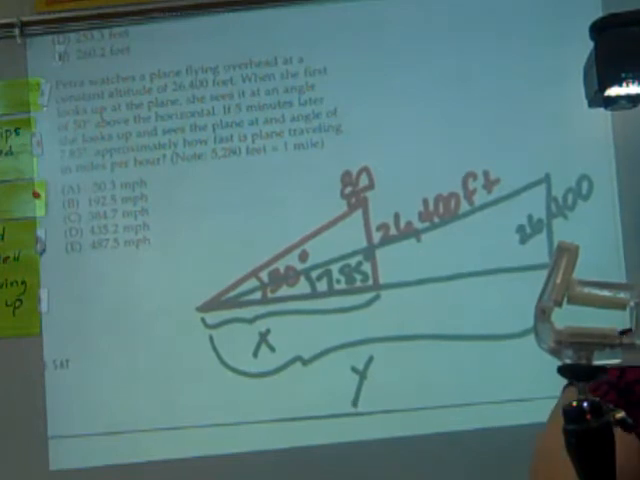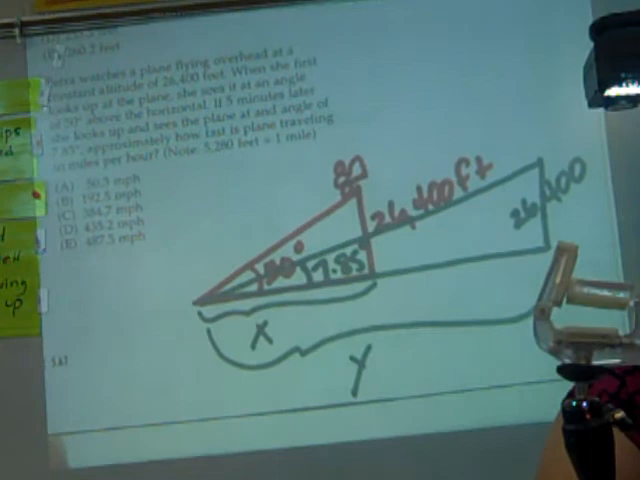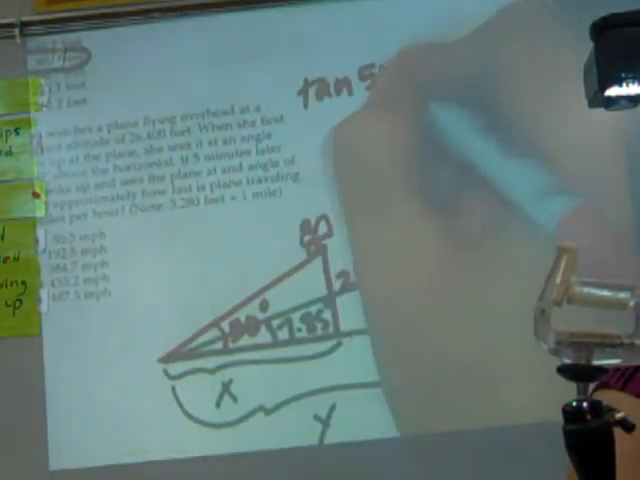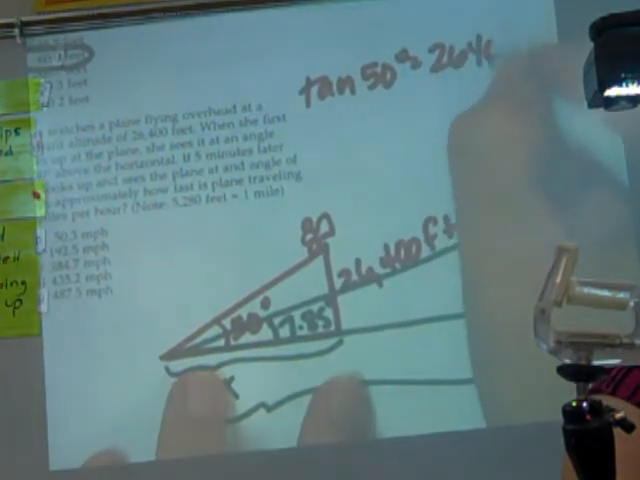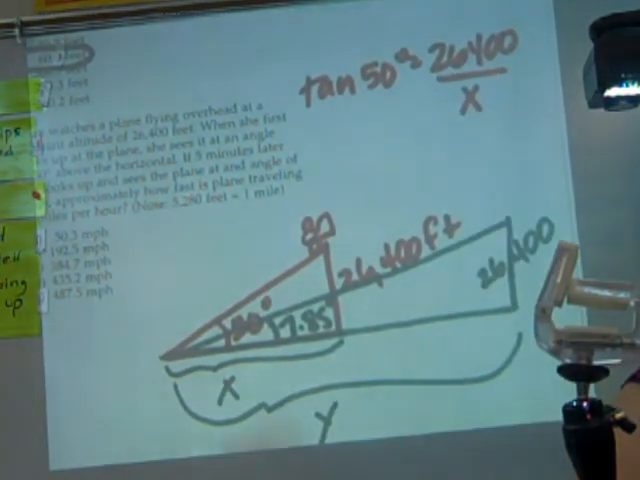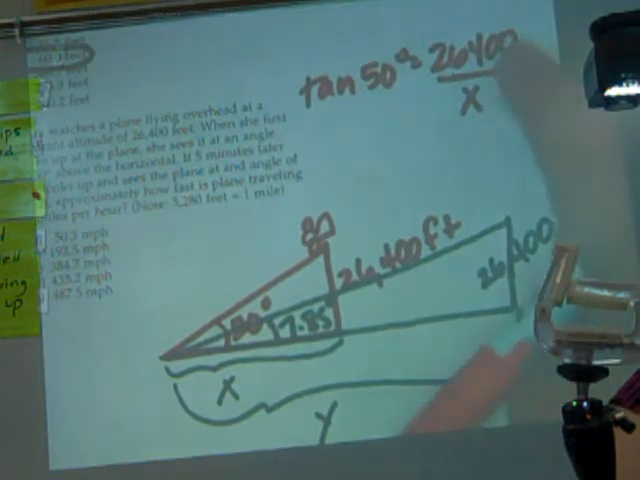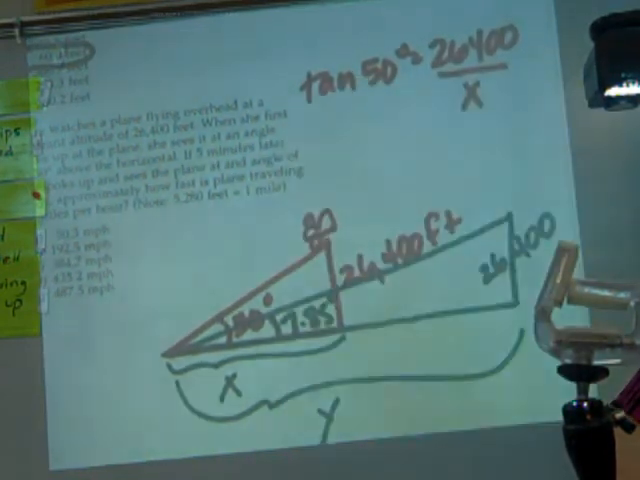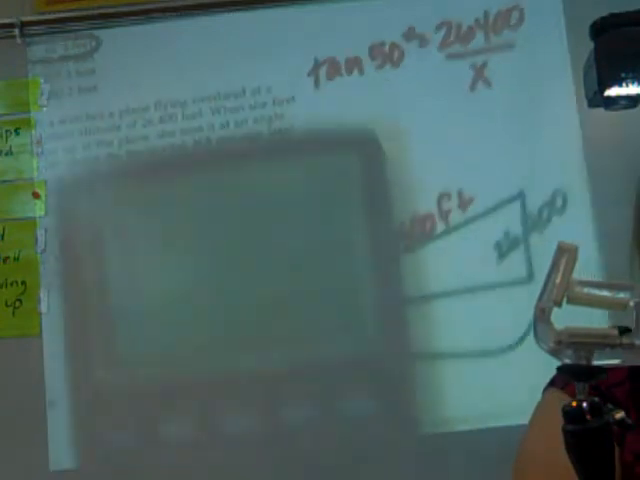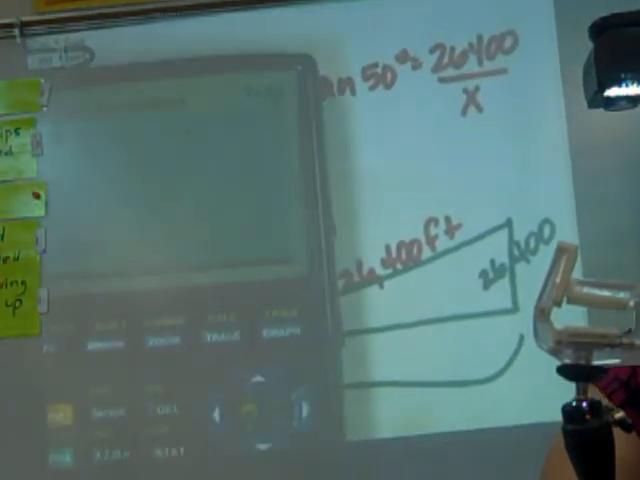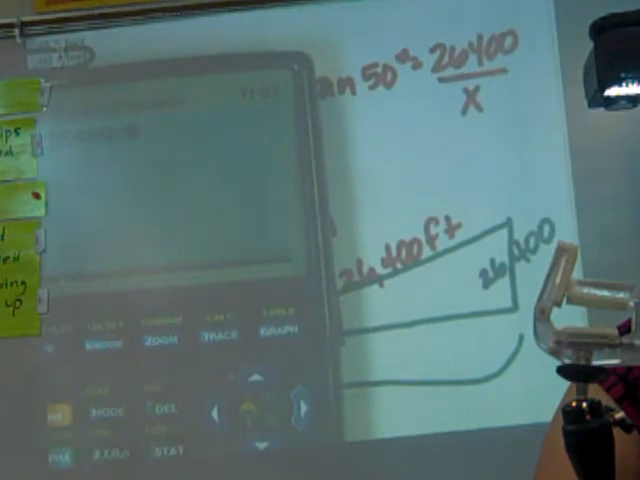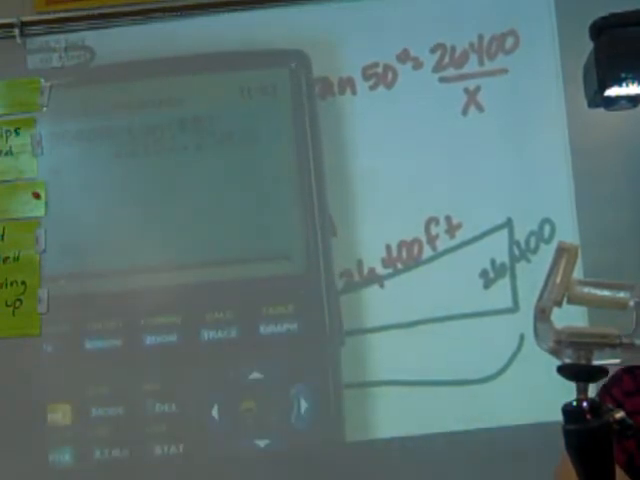All right, so both of these are going to use tangent, right? We're going to have the tangent of 50 equals 26,400 over x, and the tangent of 7.85 equals 26,400 over y. So for both of them, you're going to divide 26,400 by the tangent of the angle. So I'm just going to do this one real quick. So let's see. 26,400 divided by tan 50. That's how far the plane was from her when she first saw it.